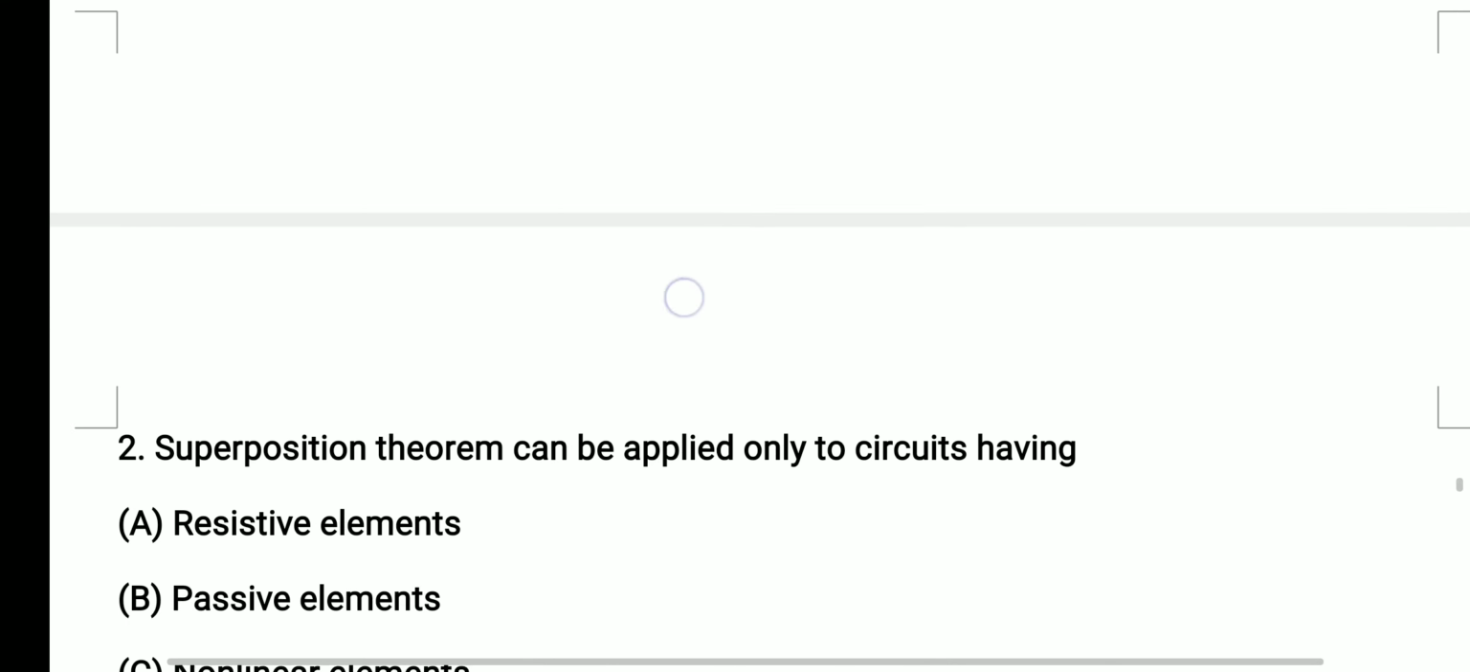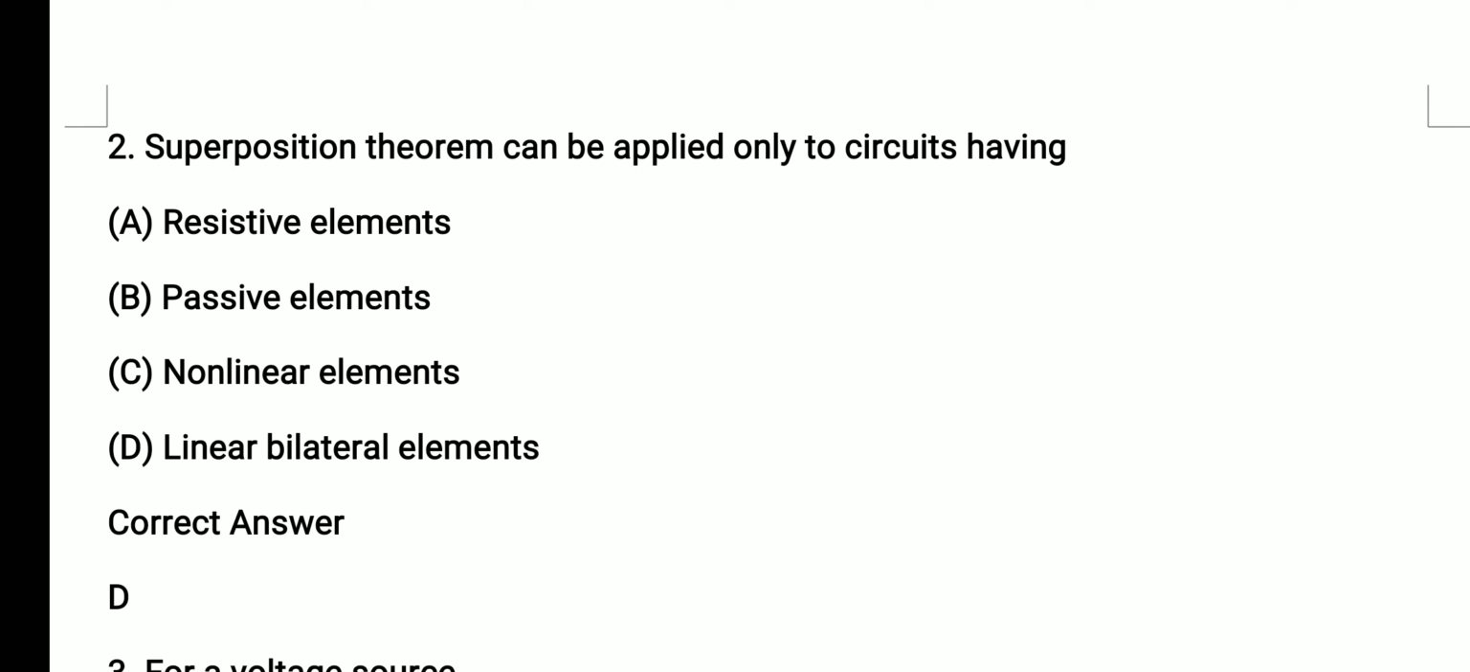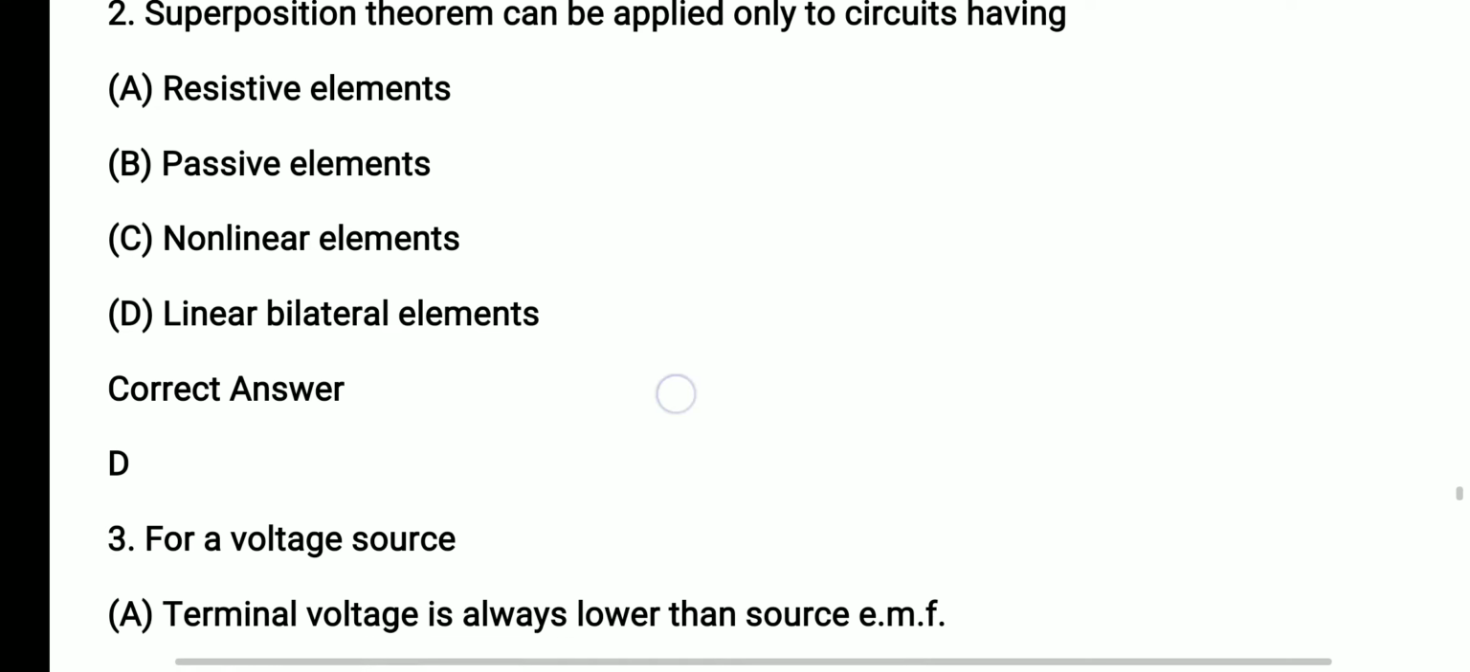So the next one. Superposition theorem can be applied only to the circuits having. Superposition theorem is applicable to the circuits having linear bilateral elements. It is definitely a linear circuit. Then only the superposition theorem is applicable. So the linear bilateral element is the right one.